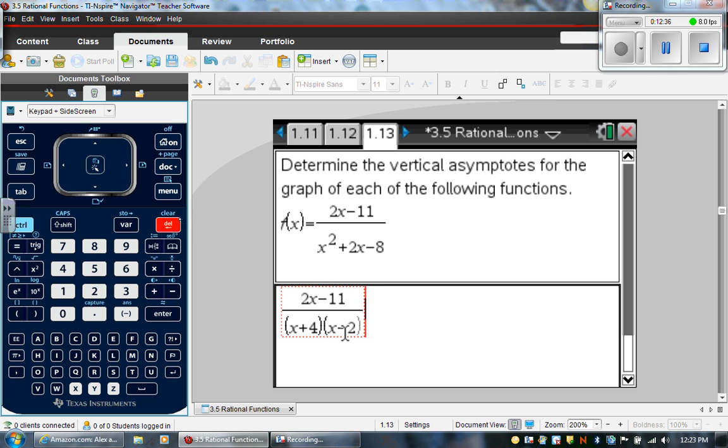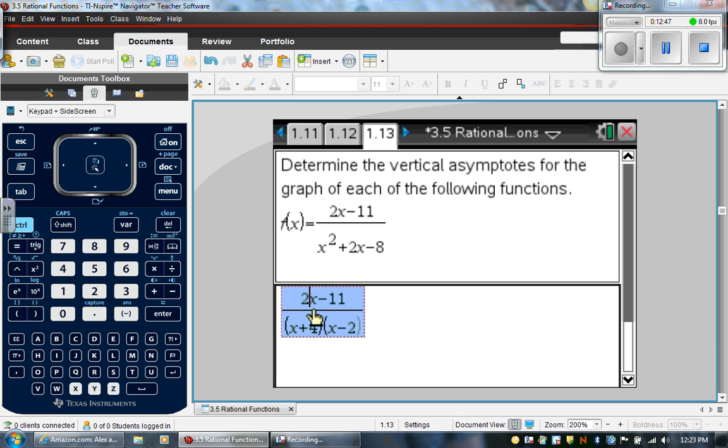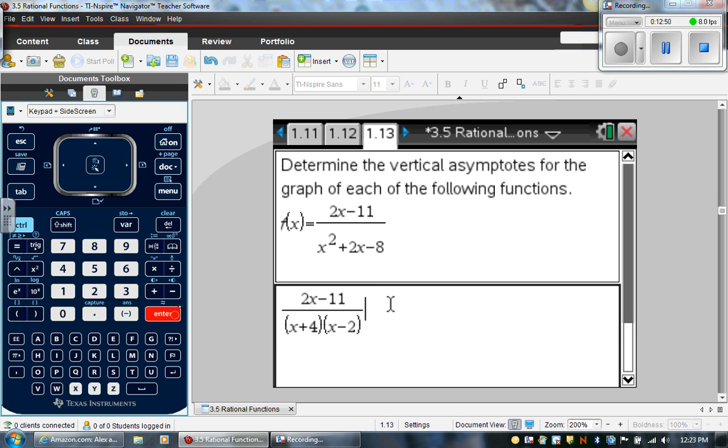So basically what we have done is we've figured out a way to very quickly look at our denominator and determine what values are going to make this undefined. So if I look here, x plus 4, what value of x would make that undefined? And that would be -4. And right next to it, what value would make x minus 2 become 0 would be 2. So for this one, I actually have two vertical asymptotes. I have one at x equals -4 and I have one at x equals 2.